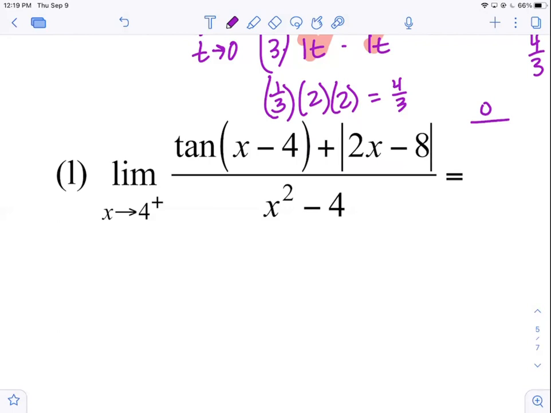4 squared, 16 minus 4. Oh my gosh, that would have been embarrassing if y'all started doing all kinds of other nonsense, right?